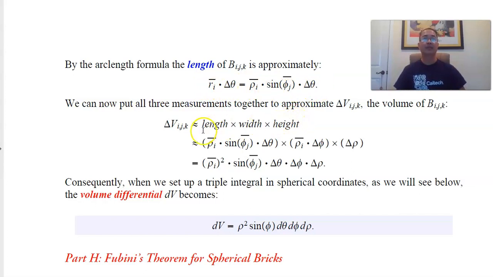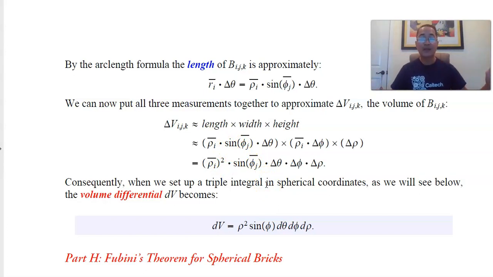We are now ready to multiply the three of them together. So we have this length down over here. We have the width, which was rho i bar delta phi. The height was delta rho. So we put all the differentials, the deltas, on the right together. We have a rho i bar here, but another rho i bar here, so we square that, and we have the sine phi j.